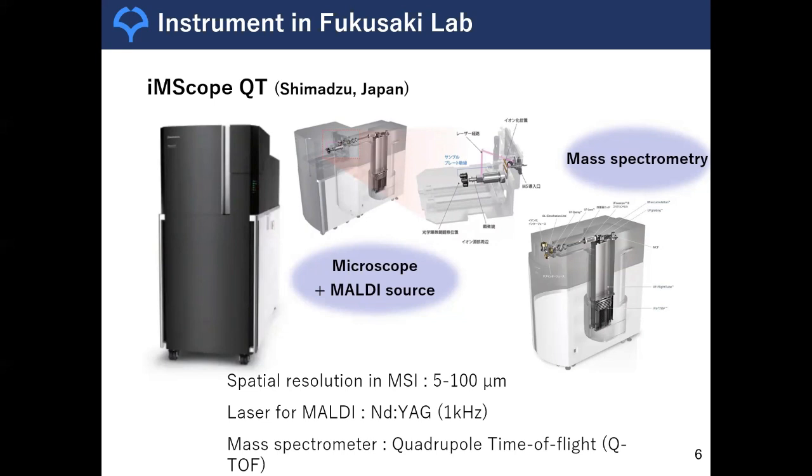At Fukusaki Laboratory, the IM-Scope QT, manufactured by Shimadzu Corporation, is used for mass spectrometry imaging. IM-Scope QT is equipped with an optical microscope for observing the sample morphology and a laser used for ionization. Also, it can fuse with a mass spectrometer that measures the mass of ionized molecules. Then it is possible to superimpose and compare optical images and imaging results.